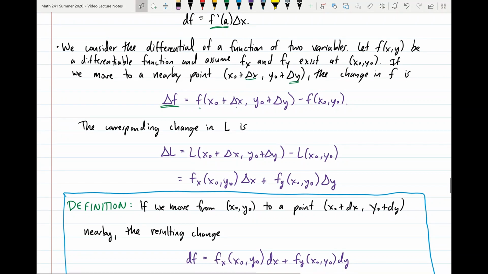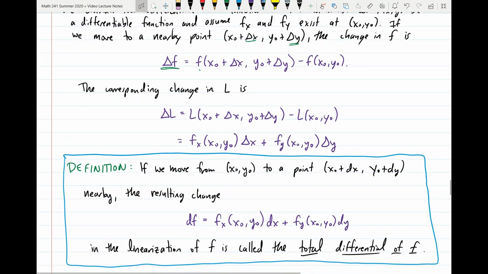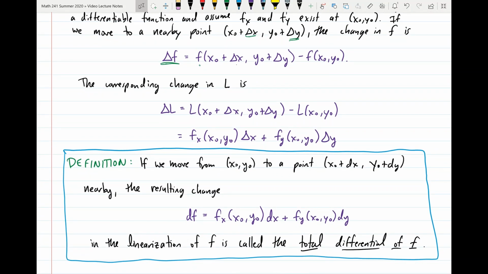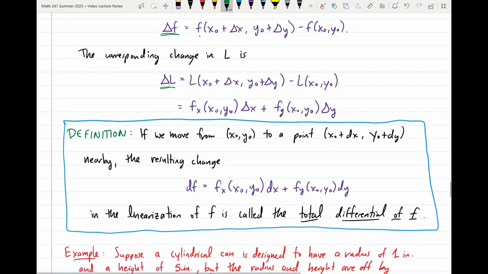So this makes total sense here. If we want to find the change in f, we're going to evaluate at the original point and then evaluate at the new point and find their difference. So if we want to find the change in L, where L is the linearization of our function f, then a little bit of calculation.